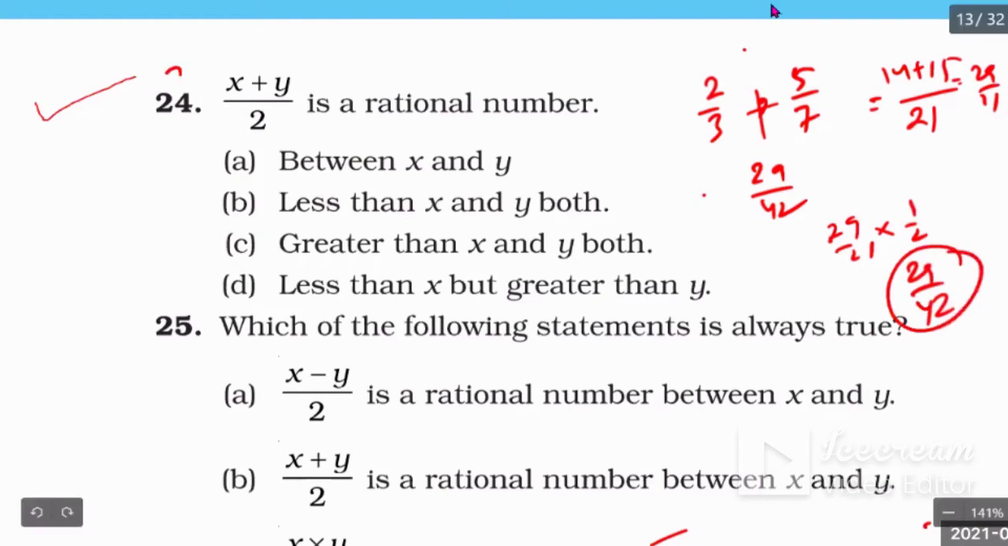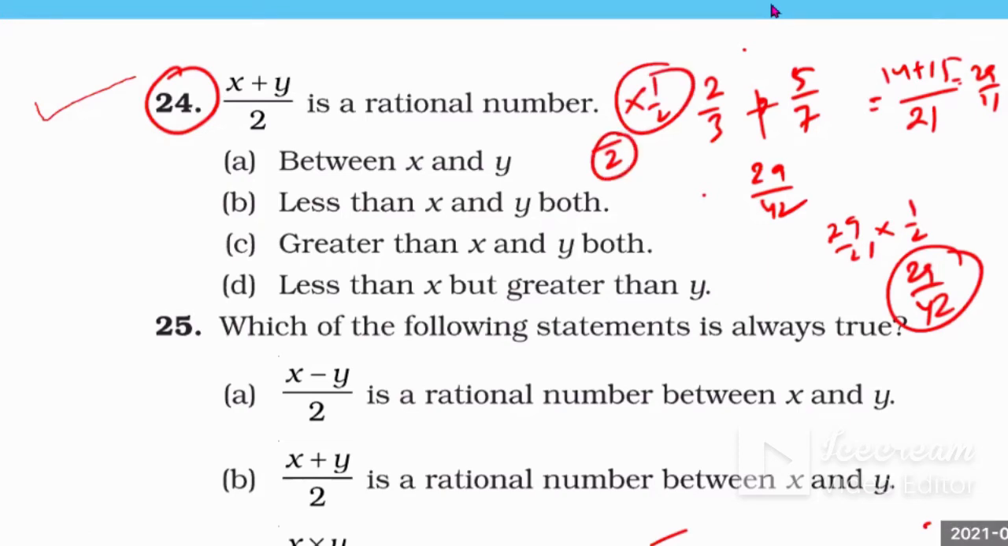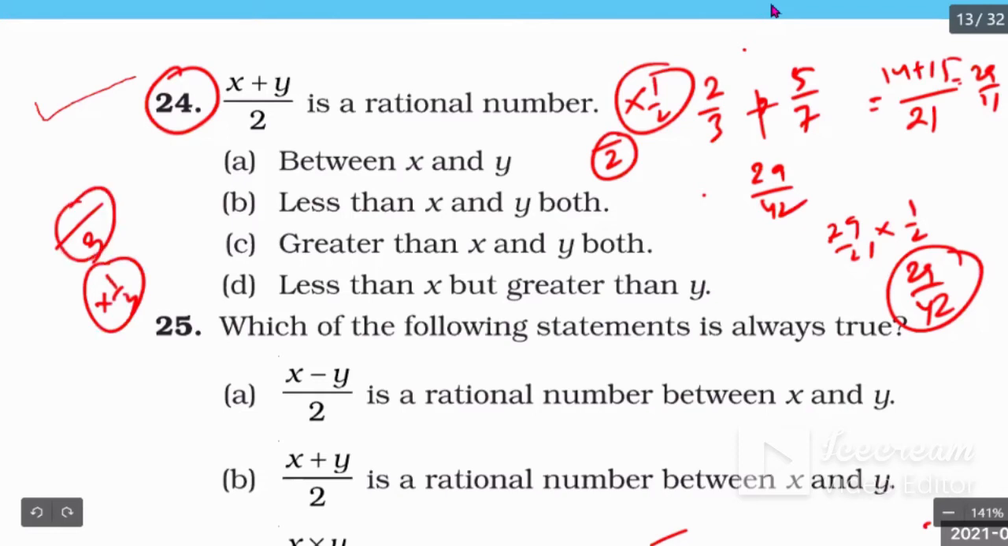Sir, why again multiply with 1 by 2? Yeah, multiply it by 1 by 2. See, because dividing by 2 or multiplying by 1 by 2 is the same. If you want to divide anything in half, you have to divide it by 2, or you can say multiply by 1 by 2. If you want to divide anything by 3, you can multiply it by 1 by 3.